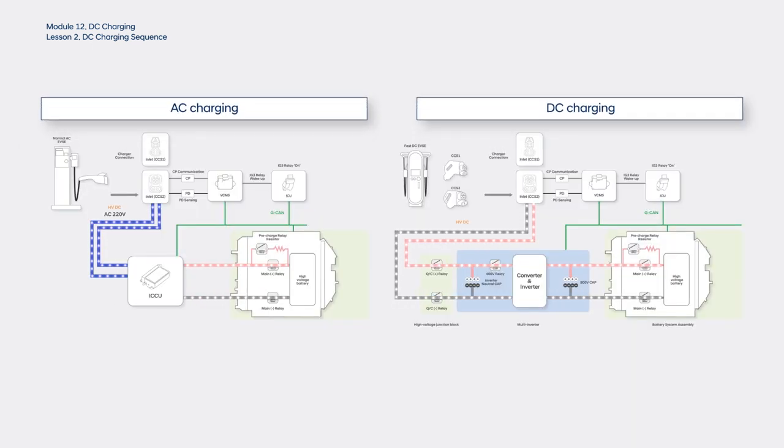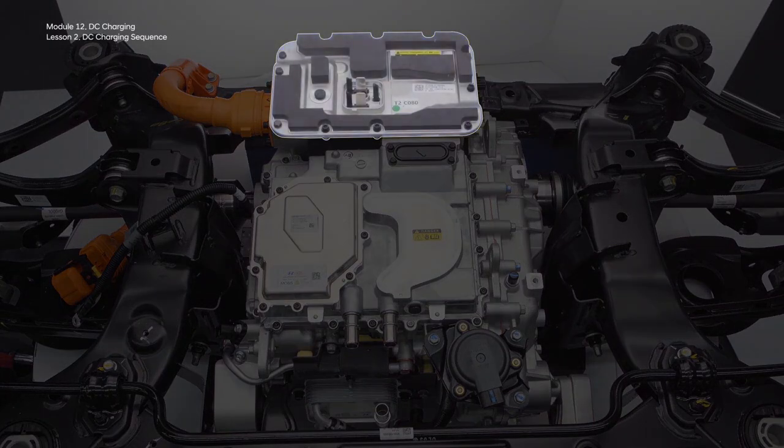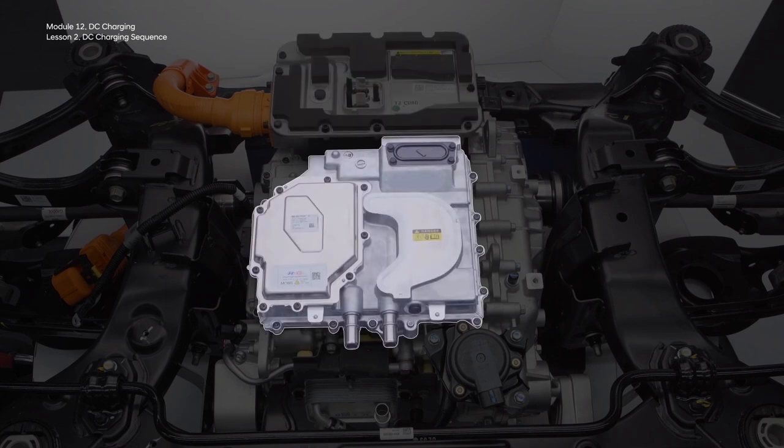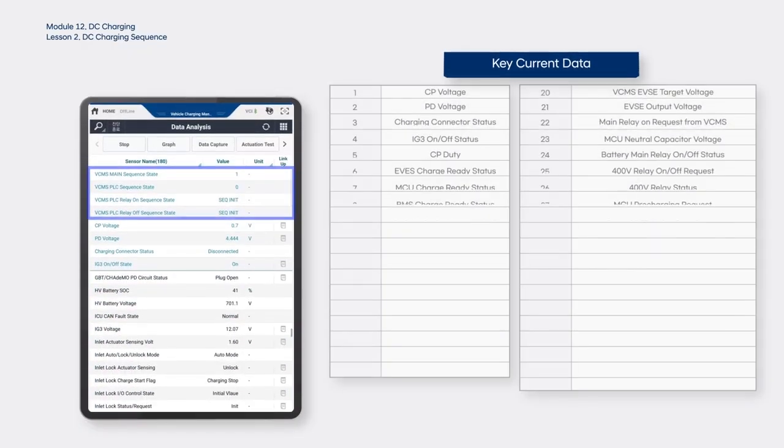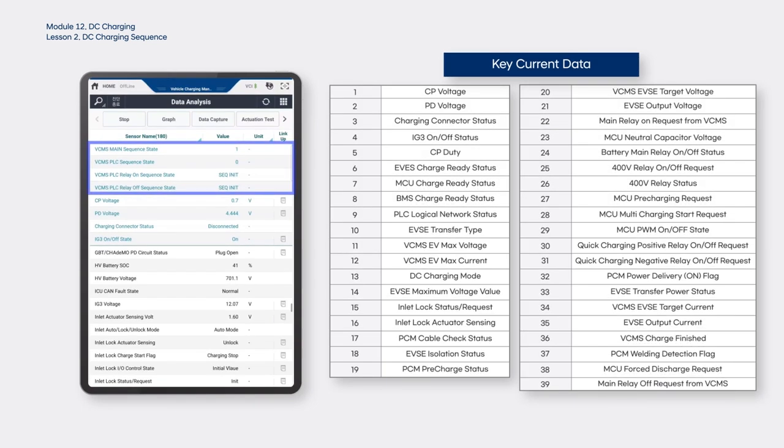Compared to AC charging, DC charging has a more complex sequence with more information, such as the control of the quick charger relay and the multi-inverter. As such information is exchanged via PLC, a good understanding of the key data will prove beneficial in diagnosis of issues related to DC charging.